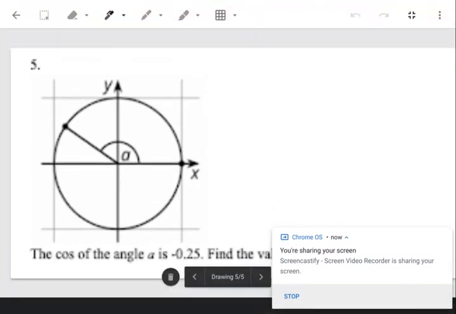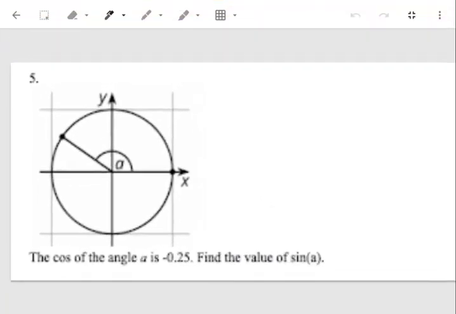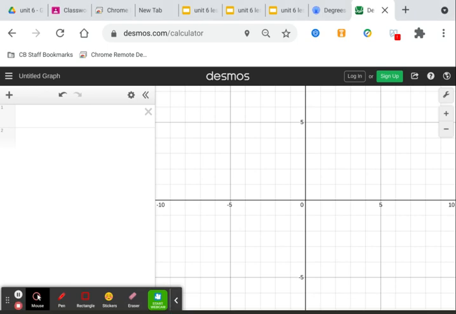All right, the cosine of angle A is negative 0.25. Find the value of sine A. So to do this, we're going to take this angle here and make a right triangle. The reason we're going to do that is we're going to assume that this is a unit circle.